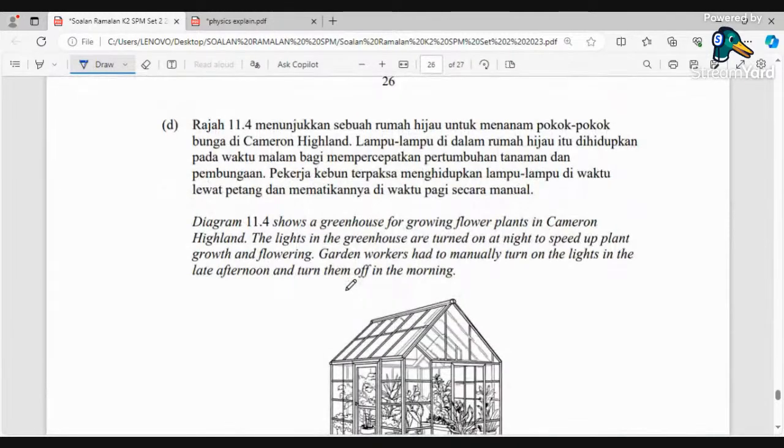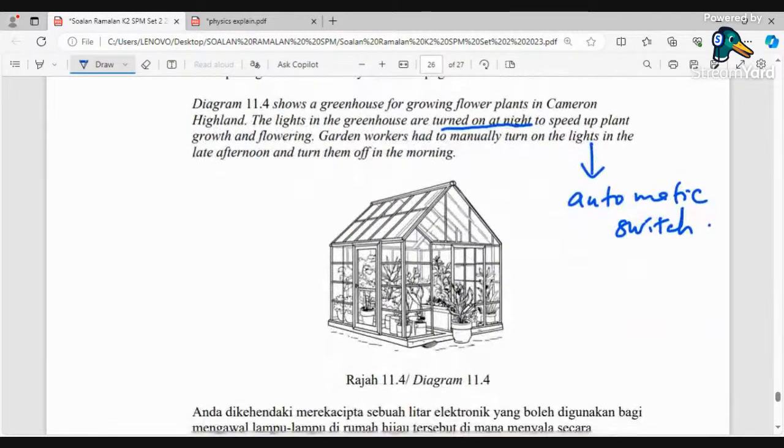Soalan, diagram shows greenhouse growing flower plant in Cameron Highland. The lights turn on night to speed up. Nampak dia nak turn on at night. Okay, garden workers had to manually turn on lights in the late afternoon and turn them off. Maksudnya dia nak apa? Automatic switch. Automatic switch yang boleh detect. Okay, day and night. Day or night dia boleh detect.